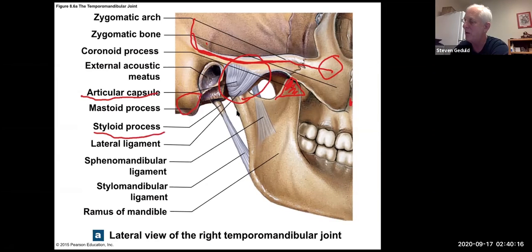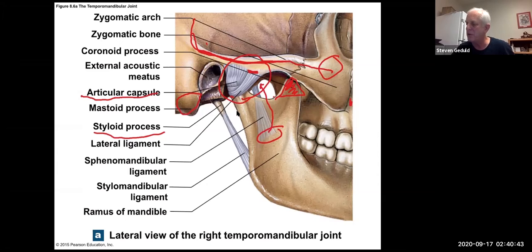Okay. You have the lateral ligament, which connects the side of the mandible at your condyle to the zygomatic bone. Right? That was the lateral. You have the sphenomandibular ligament, which connects the mandible to the sphenoid bone. You see the sphenoid bone back underneath here. Remember, the sphenoid bone is our butterfly-shaped bone in the skull.